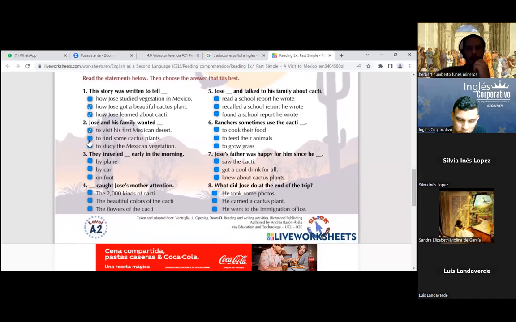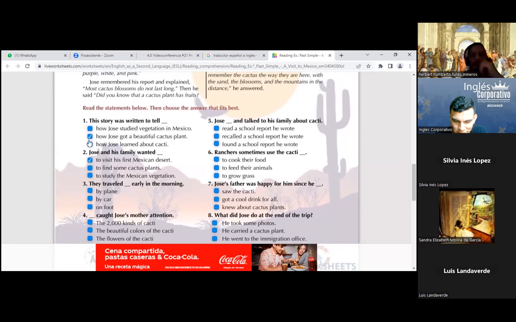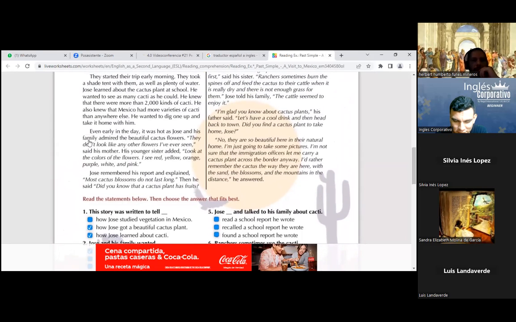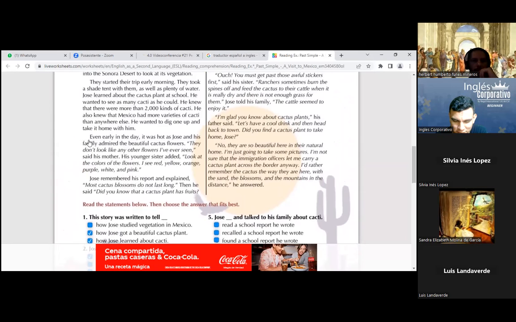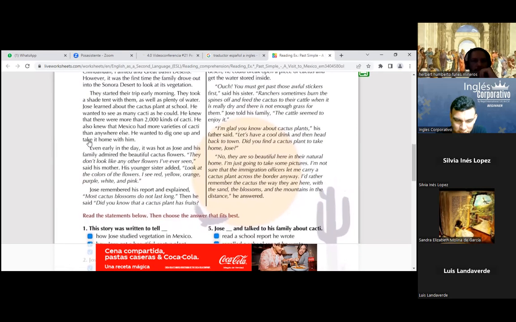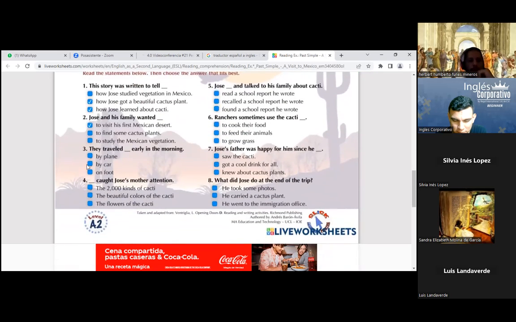The third, they travel early in the morning. The family, they travel by car. They traveled by car. They started their trip early morning. They took a shade tent with them.